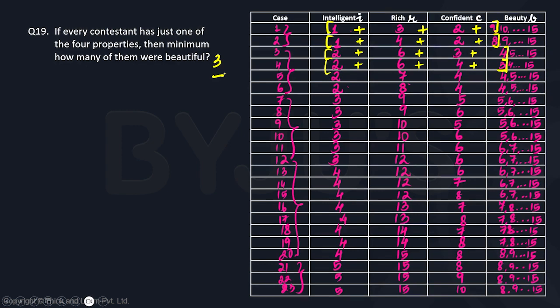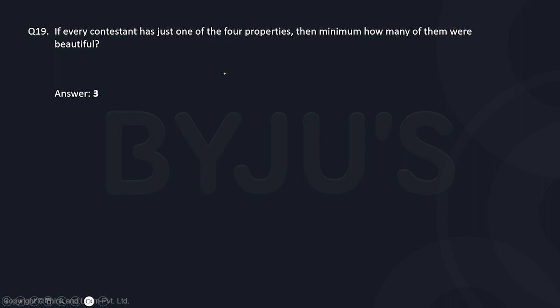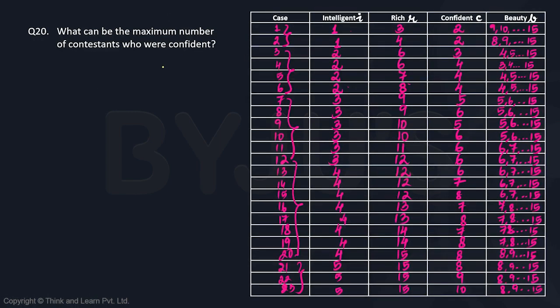Since it's a TITA question, we were supposed to type in 3. What can be the maximum number of contestants who were confident? The maximum number of contestants who are going to be confident is 10, which we can very clearly see from the table. So since it was a TITA question, we were supposed to type in 10.